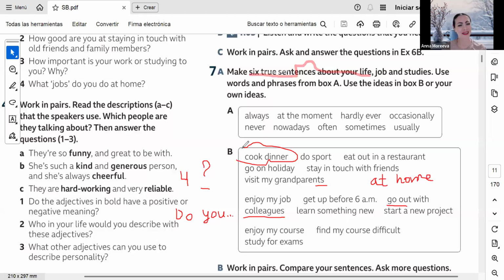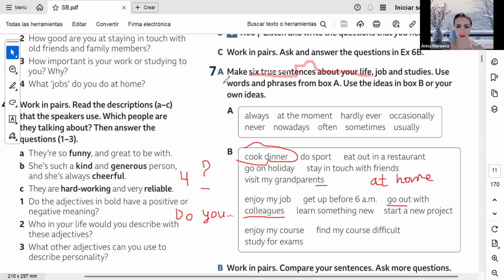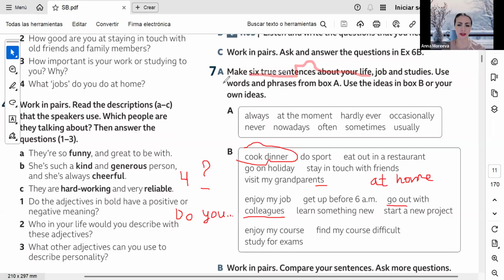Okay. Elizabeth, please, your questions. Do you like to eat out in a restaurant? Who do you ask? You. Okay. Yes, I do. I enjoy eating out in a restaurant, but I don't do it often.